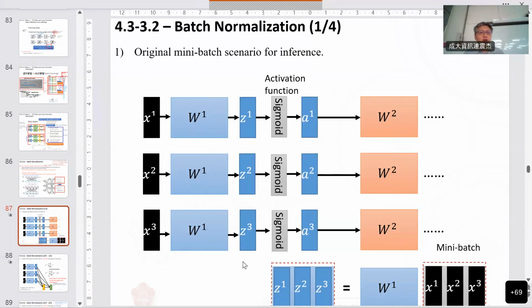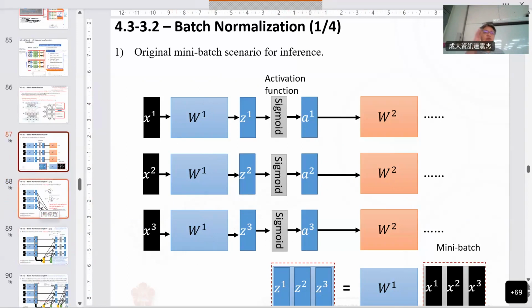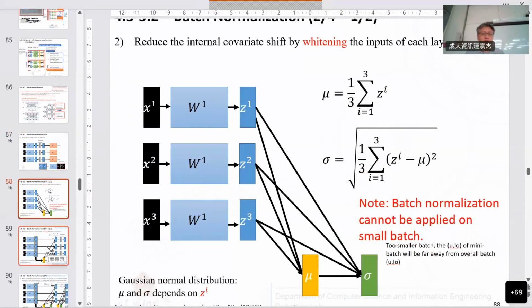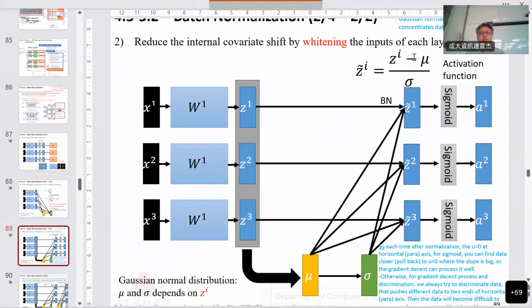Okay. So this is the original process, without batch normalization. So this is only convolution and activation function. That's how VGG16 does it. So we do batch normalization this way. After convolution, we do batch normalization. So it's easy. Based on each batch, you try to find the mean value. You try to find the standard deviation. So your equation becomes this one. So this is batch normalization.